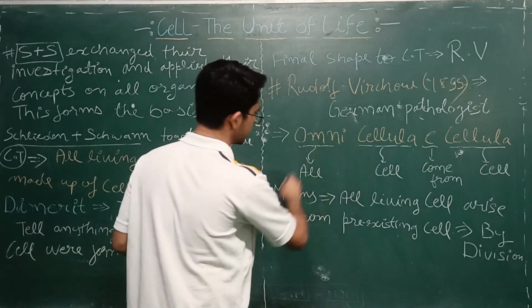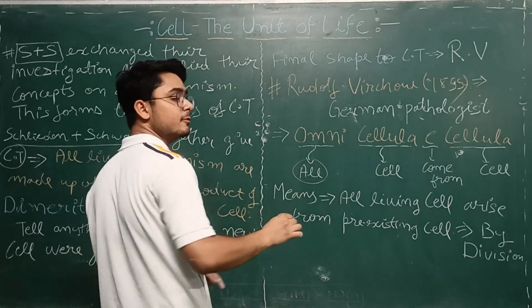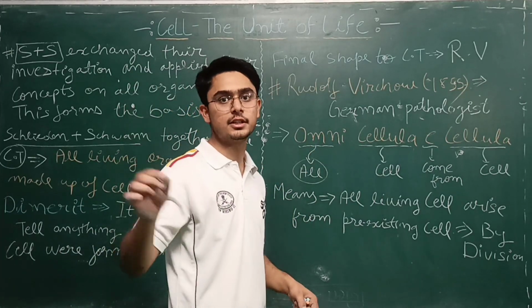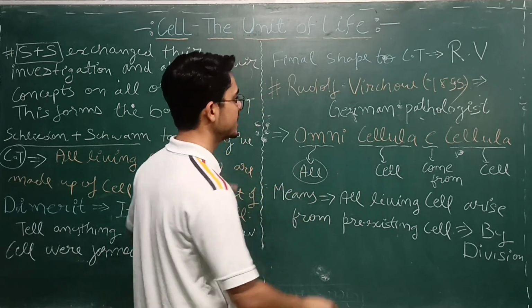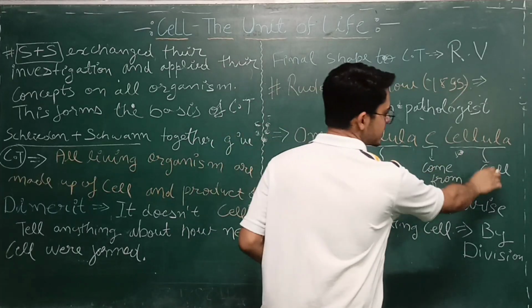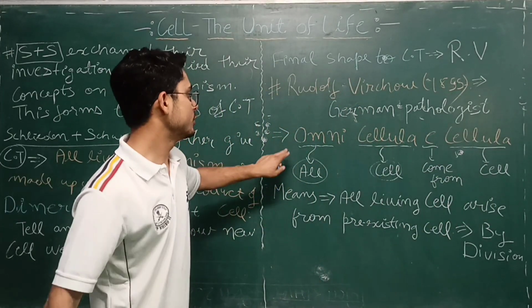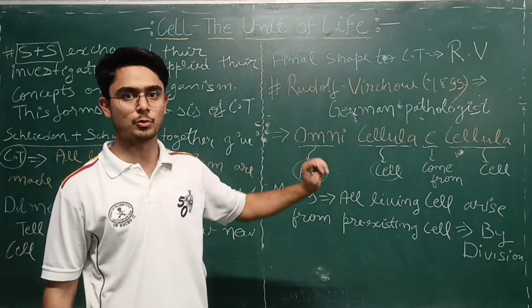So what does that sentence mean? Omni means all. Sometimes we hear about God being omnipotent, He is everywhere. So omni means all. Cellula means cell. E means come from. Cellula means cell. Okay, so all cells come from cells.